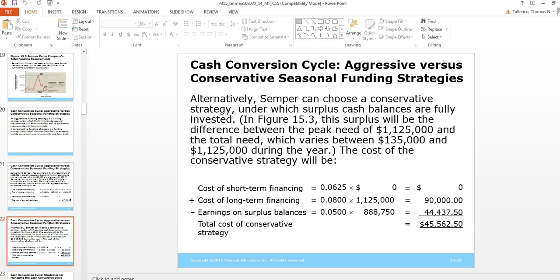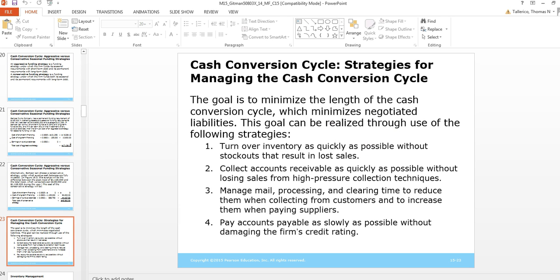All right. So your main goal, and this is the important statement right here, and let me underline this for you, all right? Put my coffee down for a second because it's early in the morning here. The goal is to minimize the length of the cash conversion cycle, which minimizes negotiated liabilities. All right? So this is what you want to do. And they tell you the steps on how to do that, right? So you go through these 4 steps.